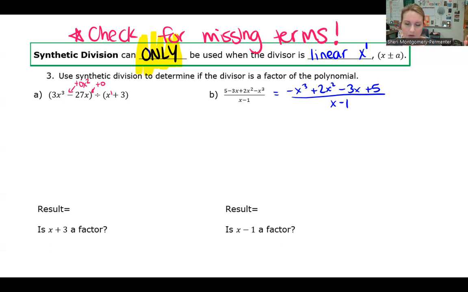I can't remember if part of the question is identifying how many terms, but if that is part of the question, you need to know that there's 1, 2, 3, 4 terms. Okay, so now we are ready. I guess you could give yourself a little note at the top. Not only do you have to check for missing terms, and this isn't very often, but you also make sure you're in standard form.